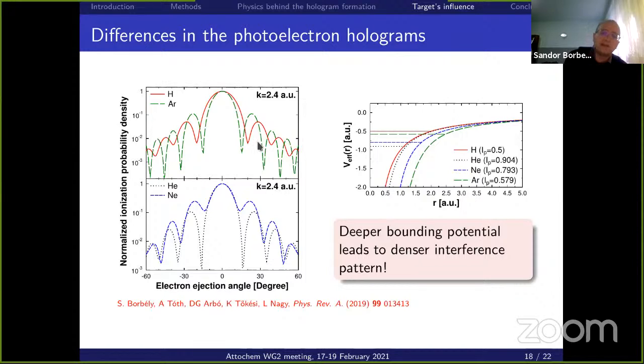And this difference can be traced back to the fact that in the case of the argon atom, the returning electron, the strongly scattered electron trajectory, meets with a much deeper ionization potential in the case of argon. So along this trajectory, the electron accumulates much more phase, which translates to a larger phase variation as a function of the electron ejection angle. The same can be observed also in the case of the helium and neon pairs, but in this case, the difference is not that much.